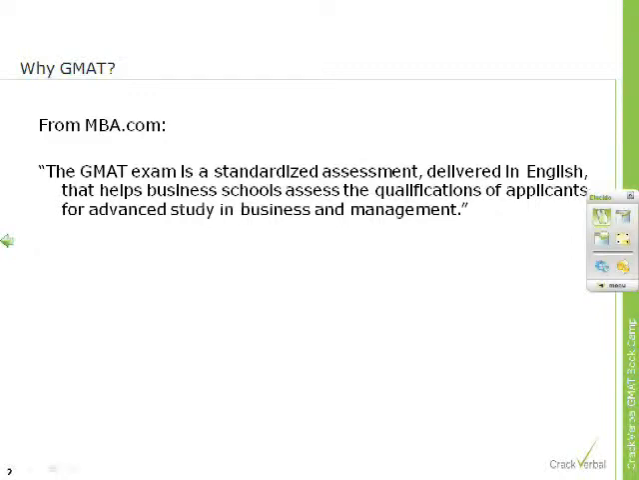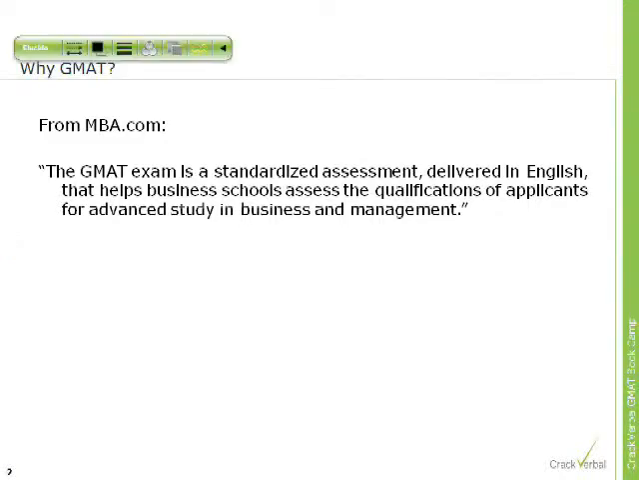Now, what are the keywords over here? The keywords are that it's a standardized assessment. That's one. And it also goes on to say that it's delivered in English. So very clearly it is not going to be delivered in each of the Indian languages or French. And it helps B schools assess the qualifications. So more than engineering or medicine, it helps assess your qualification and your fitment for a B school.